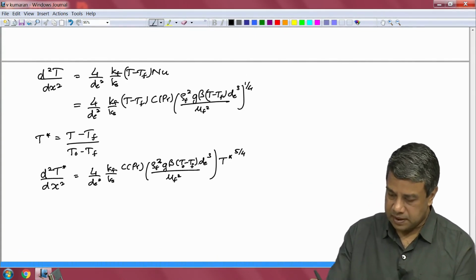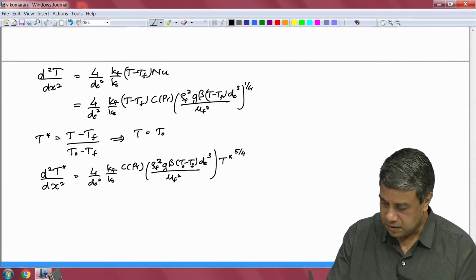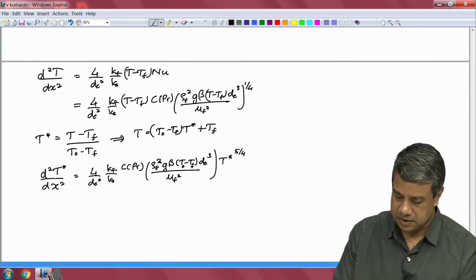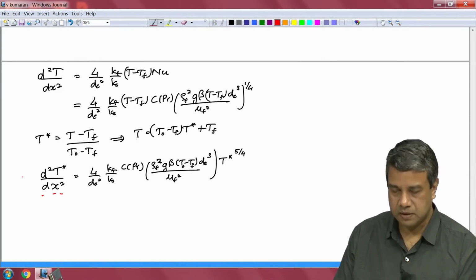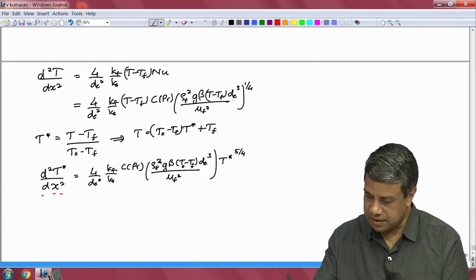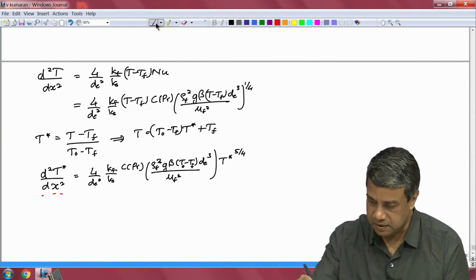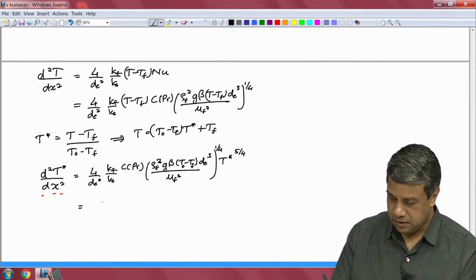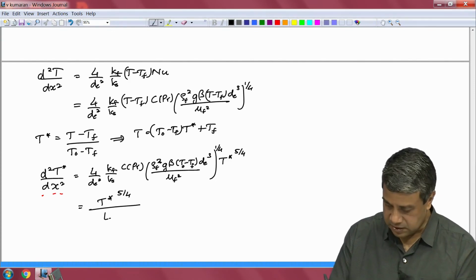Okay, when I express this temperature in terms of T star, I will get that T is equal to T naught minus Tf into T star plus Tf. When I substitute that into this equation, I get a T naught minus Tf on this left side here. On the right side, I will get T naught minus Tf to the 5/4 power. So, when I cancel out, I will just get T naught minus Tf to the 1/4 power in the expression for the Grashof number, which is T star power 5 by 4 by Lc square.